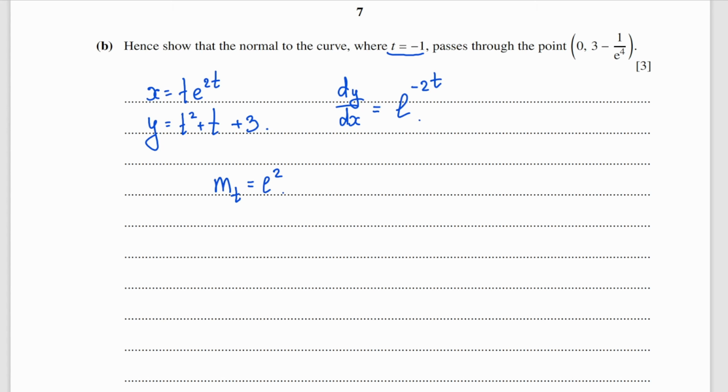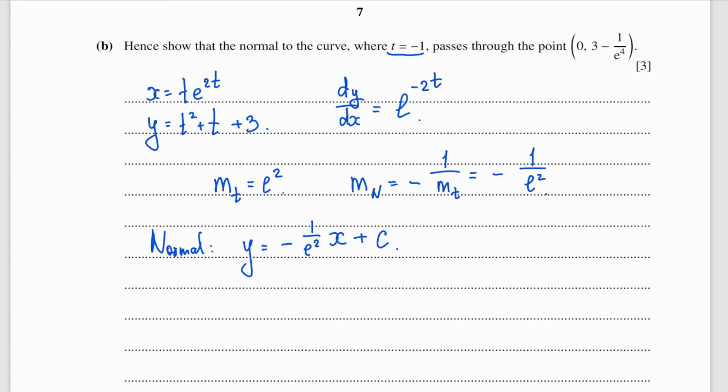Now, how do I get the gradient of a normal? We know that when two lines are perpendicular, the gradient of the second line is going to be minus 1 over the first one. So that will be minus 1 over e squared. Therefore, the equation of the normal would be y equals minus 1 over e squared x plus c.